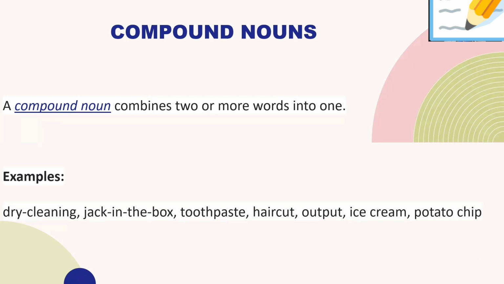So the next is two or more than two words. The next is Jack in the Box. Then toothpaste, haircut, output, ice cream, potato chip. So these are the examples of compound nouns. Compound nouns mean two or more words that make one noun. Like bus driver, such as classroom. These are the examples of compound nouns.